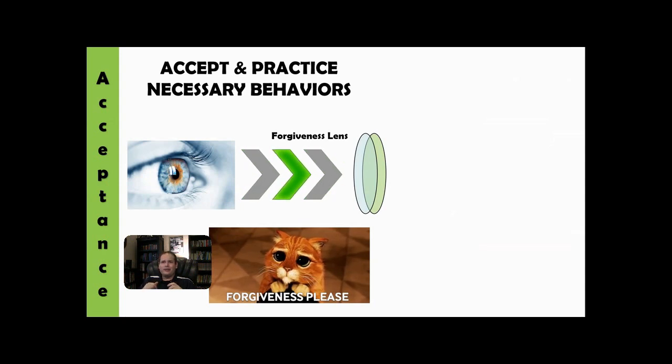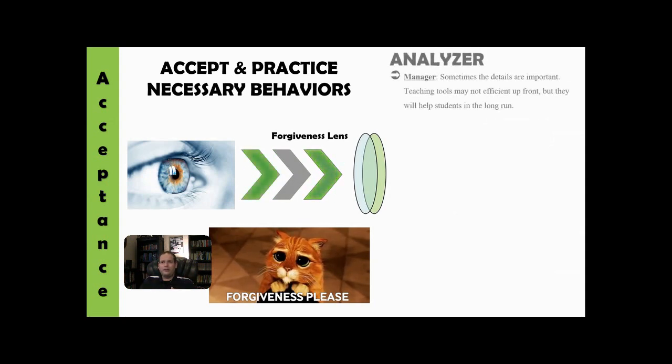We got to look at analyzers through a forgiveness lens. For example, managers. You got to accept that, hey, sometimes the details are important. Efficiency is important too, don't get me wrong. But you got to slow down and see the details, or otherwise your efficiency turns inefficient in the long run. And so you got to forgive those analyzers.